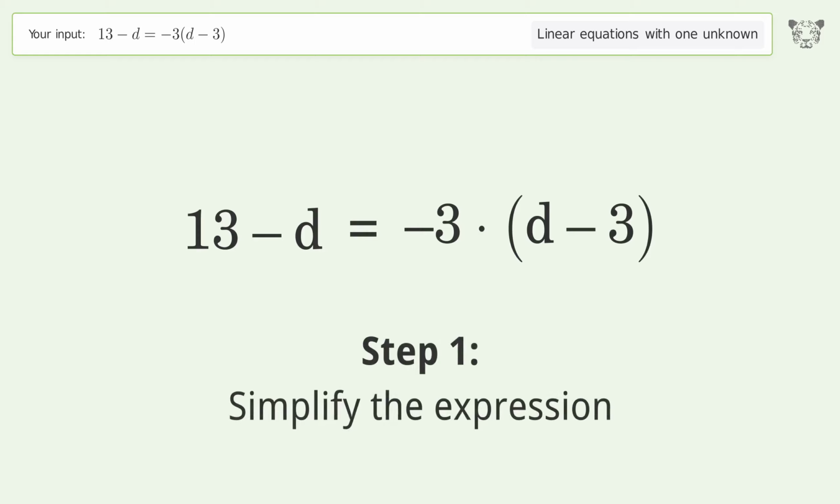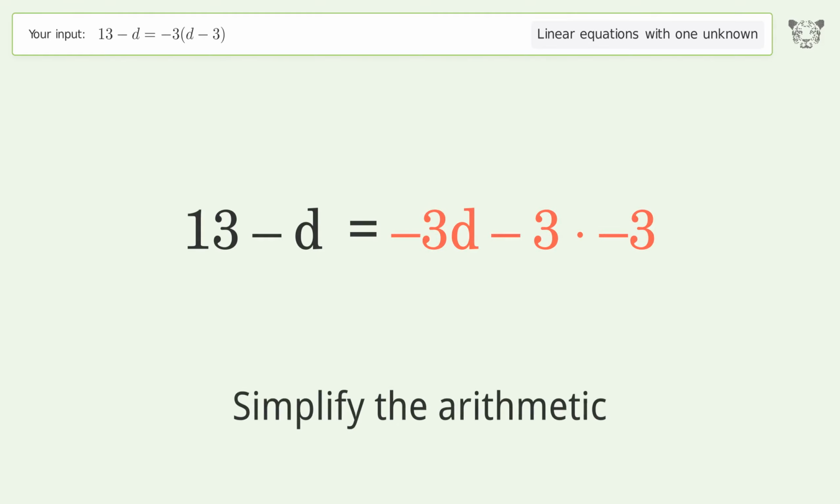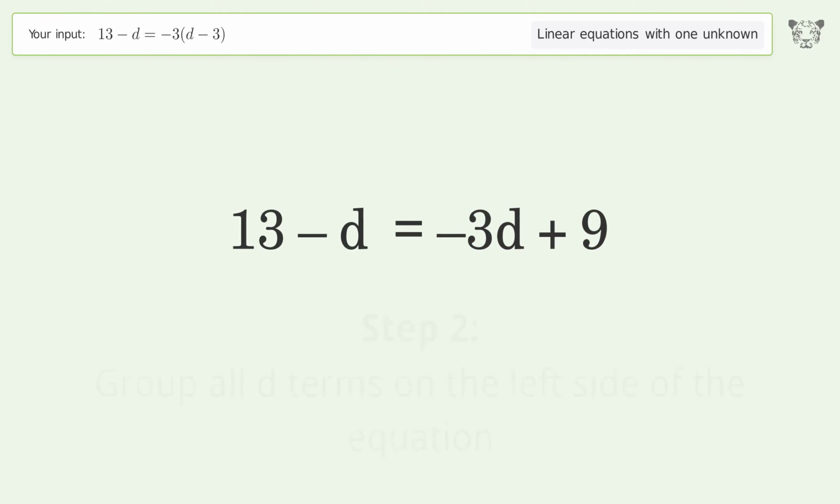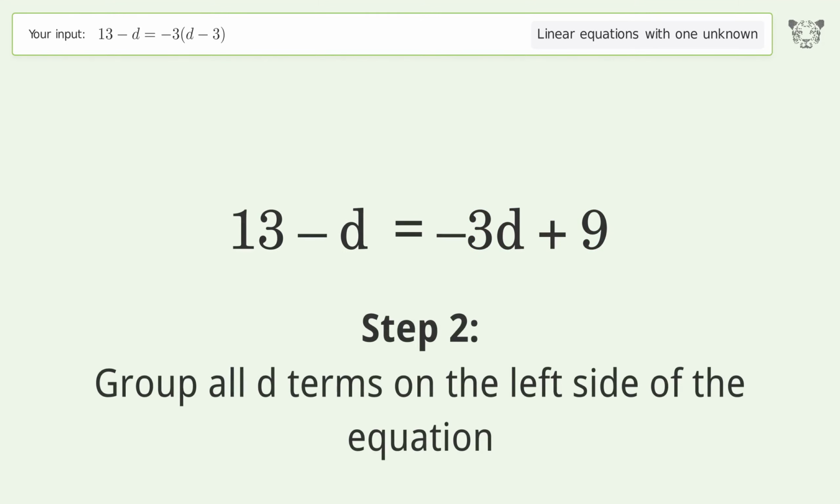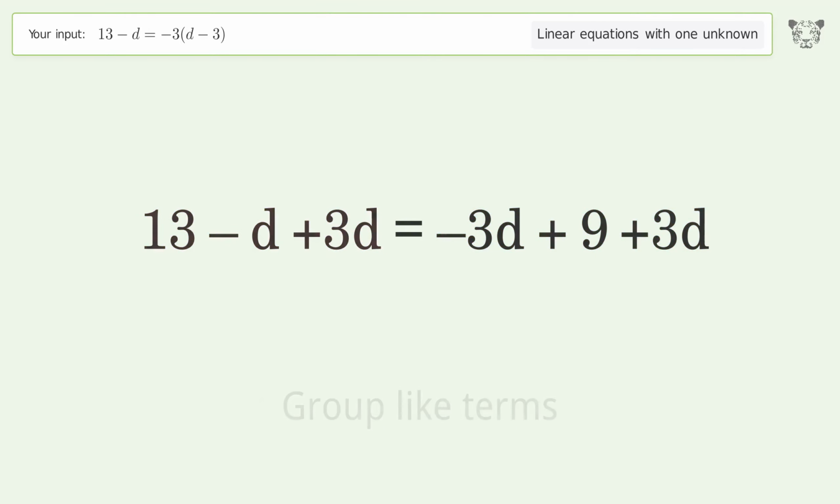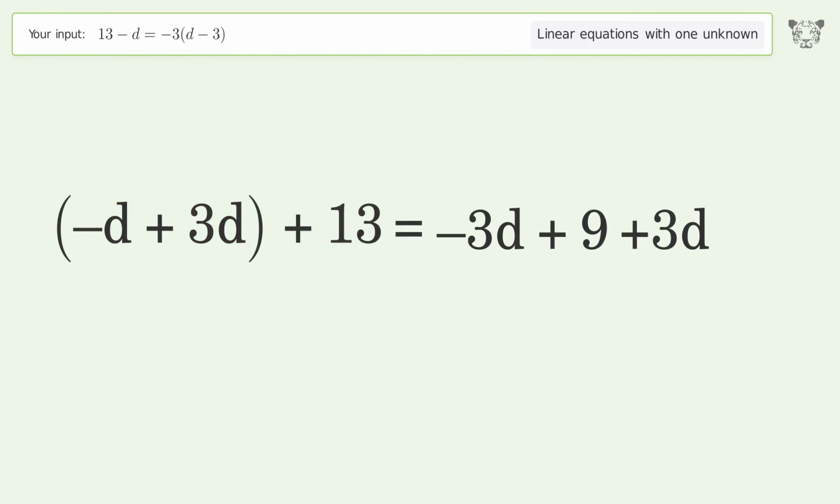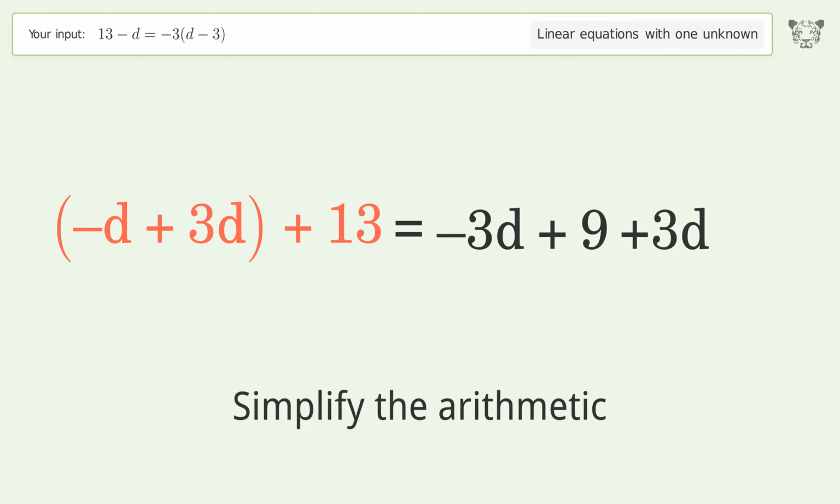Simplify the expression. Expand the parentheses. Simplify the arithmetic. Group all d terms on the left side of the equation. Add 3d to both sides. Group like terms. Simplify the arithmetic.